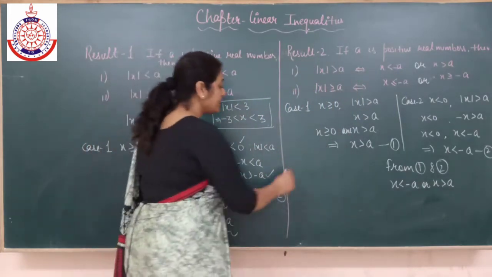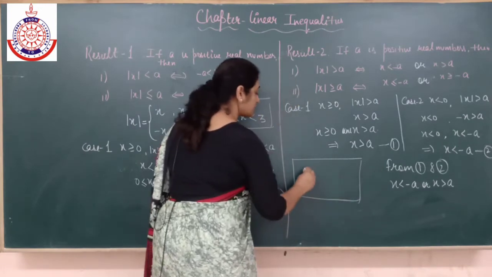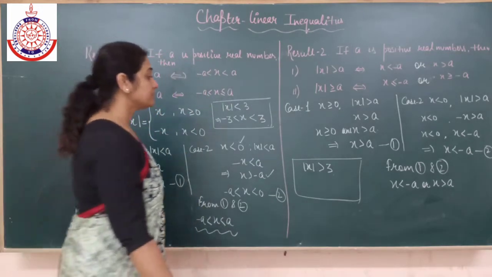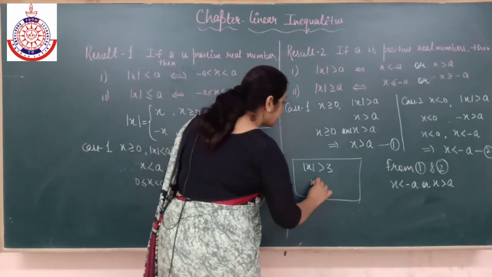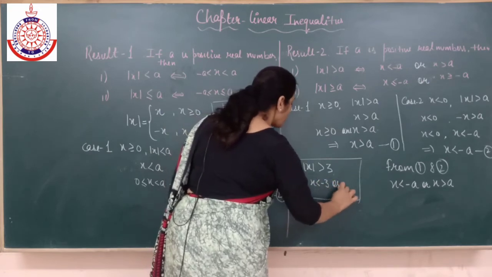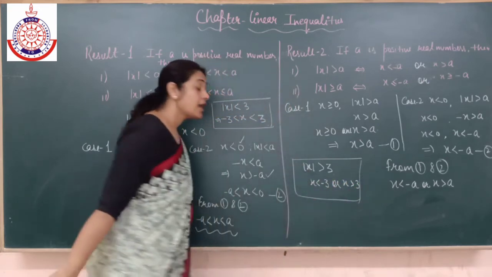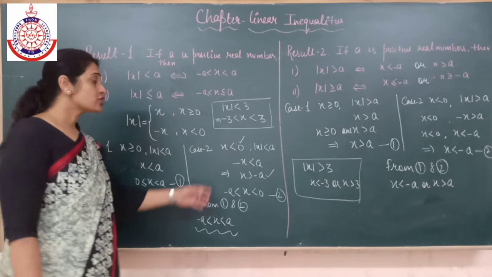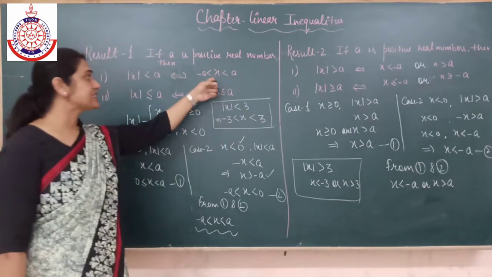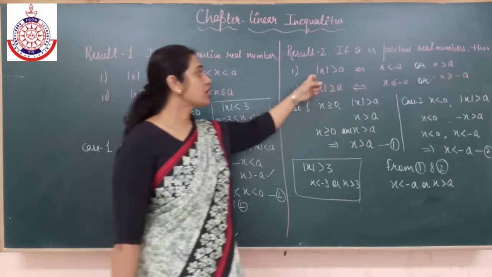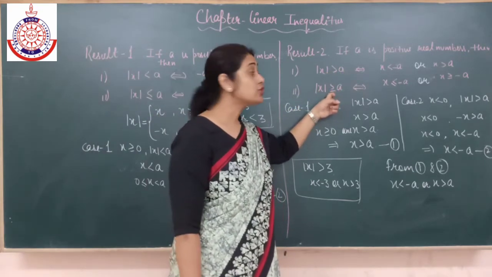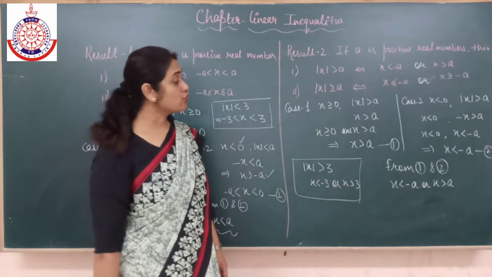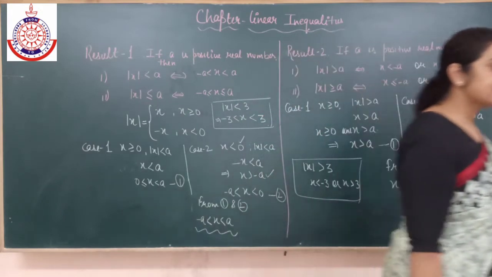Is it clear? That means if I get a question like this, solve modulus of x greater than 3, it will be x less than minus 3 or x greater than 3. Understood? In MCQs we can directly apply these rules. If modulus of x is less than or equal to a, then x lies between minus a and a. If modulus of x is greater than a, or greater than or equal to a, then x would be either less than or equal to minus a or greater than or equal to a. Is it clear to everyone?